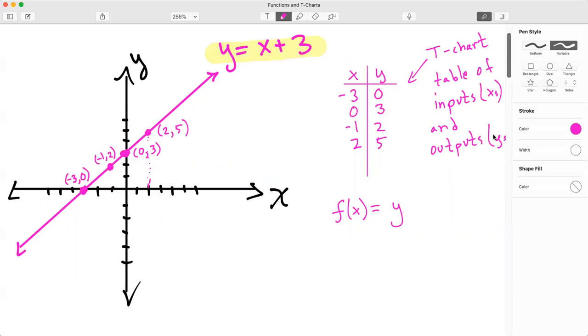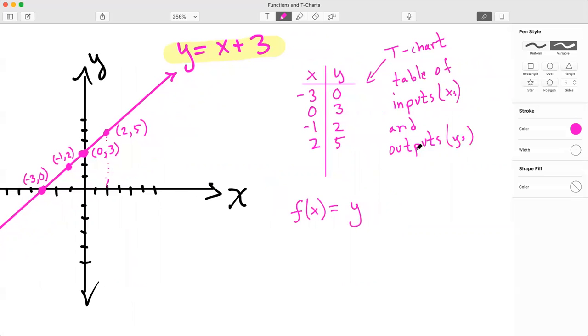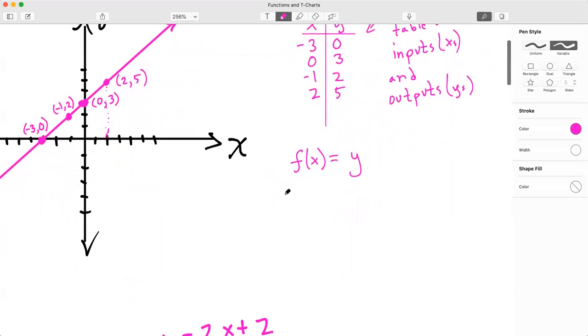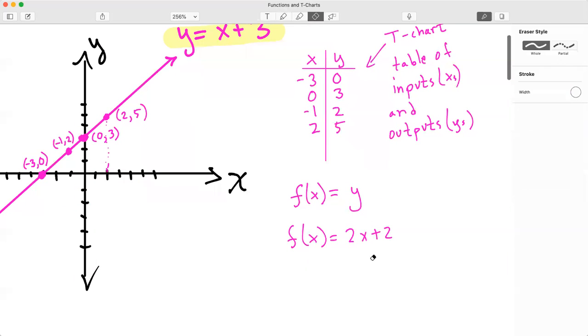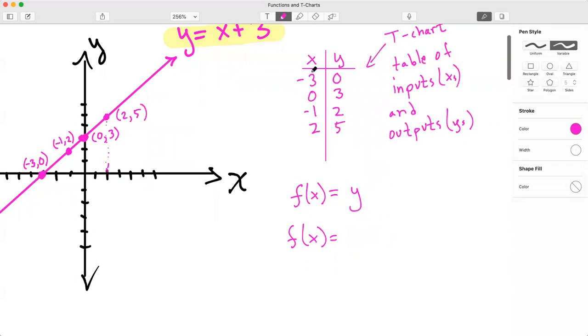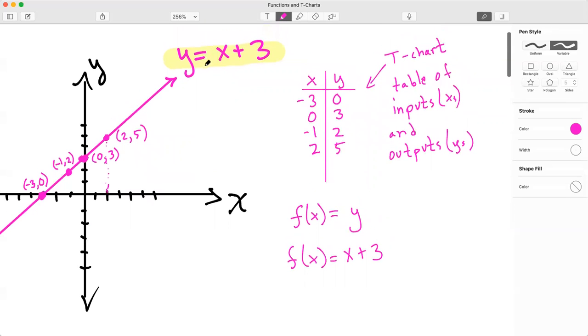Those are the y's, or f of x. It's the same thing. So for some questions in your homework, you'll see something like f of x equals 2x plus 2. It's exactly the same. Oh, whoops, hang on. Let me change that to x plus 3, to match what we have up here.